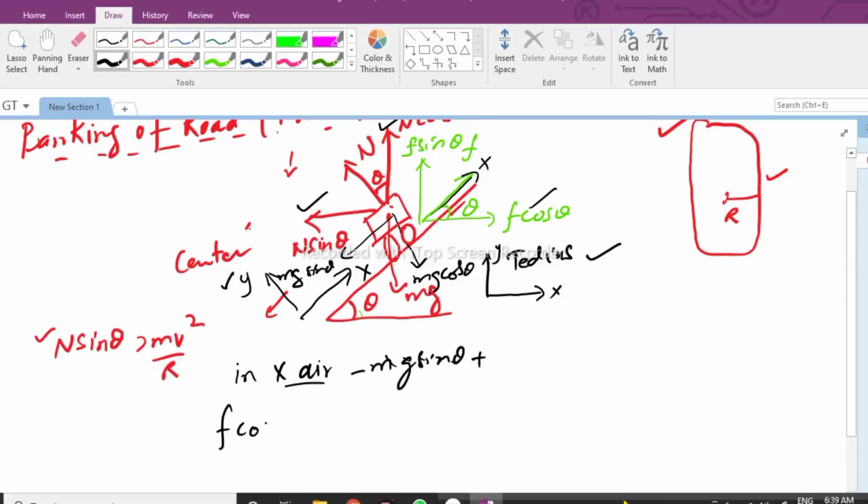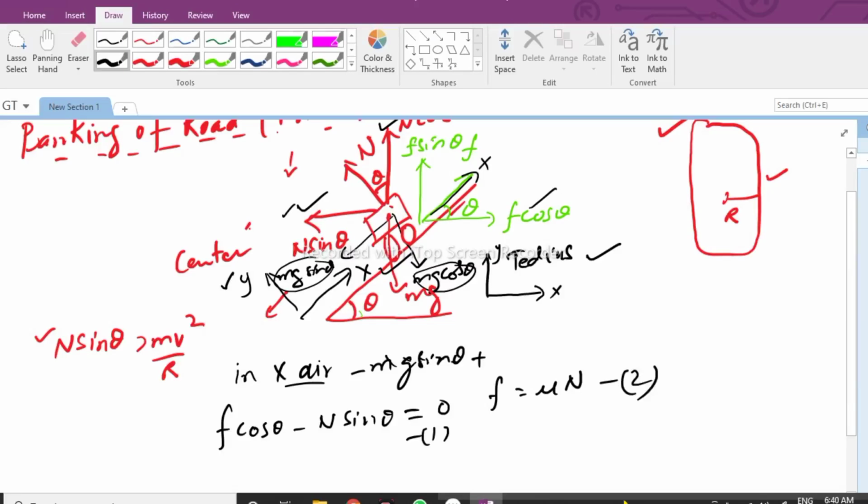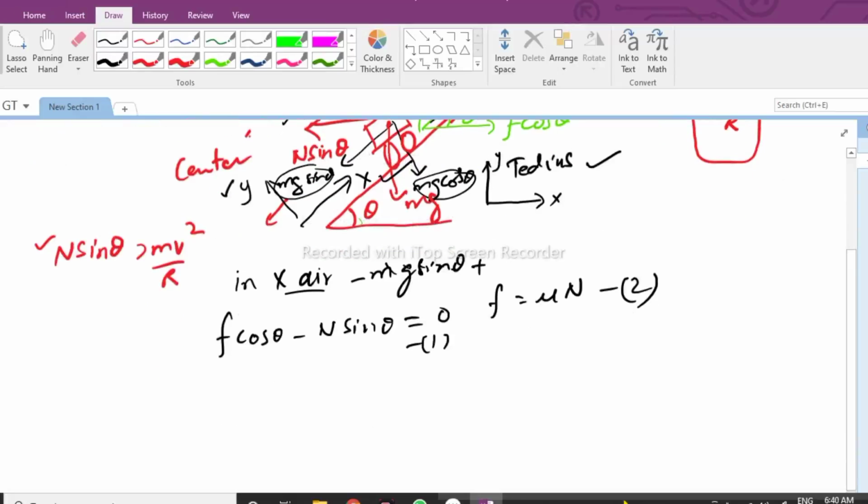In the x direction, you have F cos theta, then you have minus N sin theta. That's it. You don't have any other force. mg is acting vertically downwards, so you don't have to consider these components. There is no other force, so it is equal to 0. You know that F is equal to mu times the normal reaction. This is equation 1. This is equation 2.